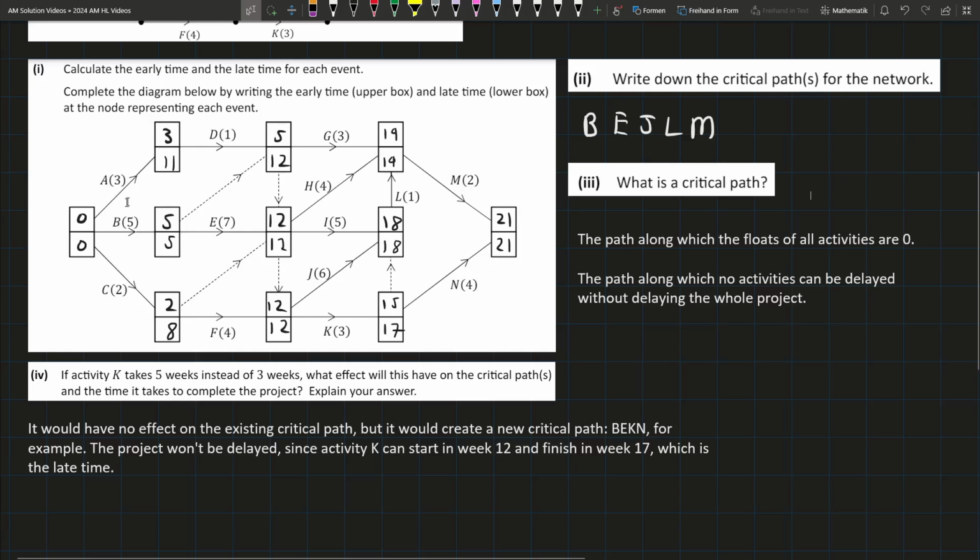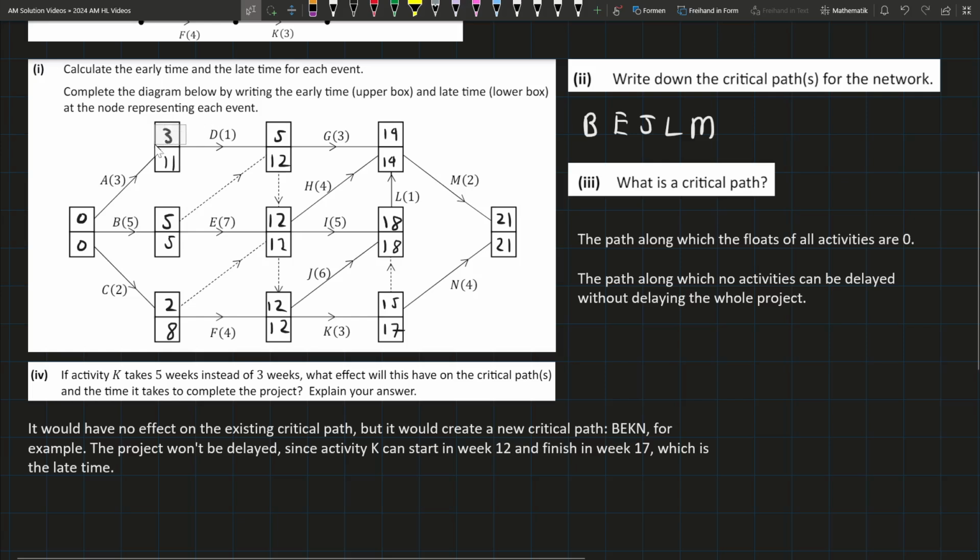So for B, E, J, L, M, B has to start on 0 and end on 5, and it takes 5 days. E has to start on 5 and end on 12 because it takes 7. J has to start on 12 and end on 18 because it takes 6 days. Same here, same here.